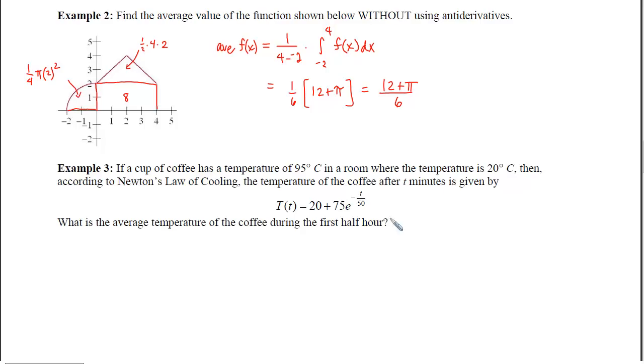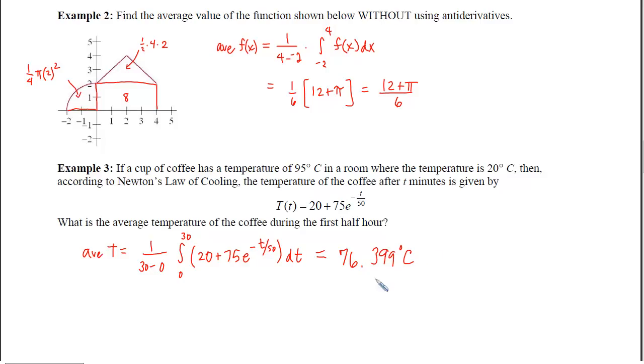Since time is measured in minutes, we need that half hour to be a time interval measured in minutes. So we can say that the average temperature will be 1 over 30 minus 0, times the integral from 0 to 30 of the thing we want the average of. We want the average of the temperature, so that means we will be integrating 20 plus 75 e to the negative t over 50 with respect to t. So put that in your calculator and you will end up with 76.399 degrees Celsius.